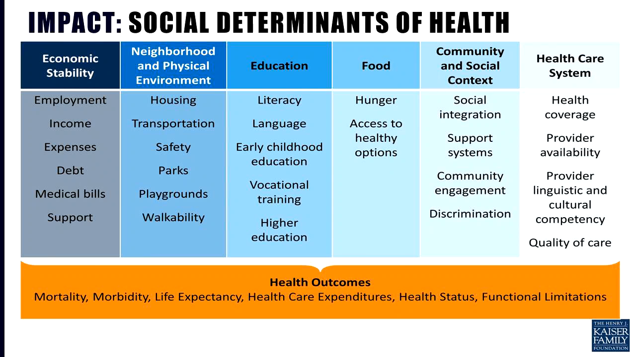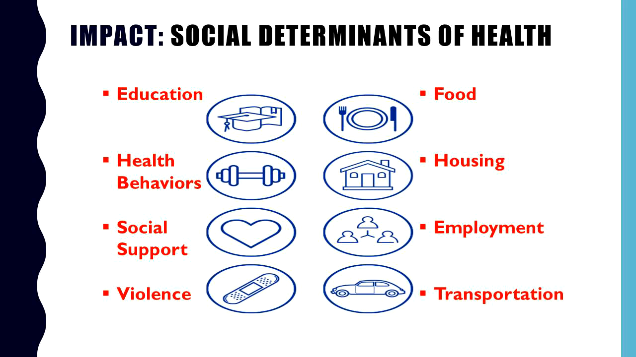All 6 of these social determinants of health can impact a person's health outcomes, which include their mortality, morbidity, life expectancy, healthcare expenditures, health status, and functional limitations. So these include, as I stated, education, health behaviors, social support, violence, food, housing, employment, and transportation.